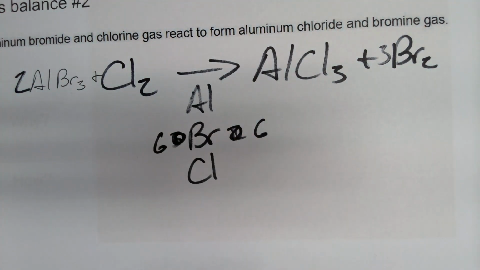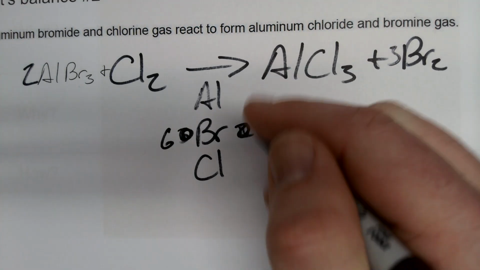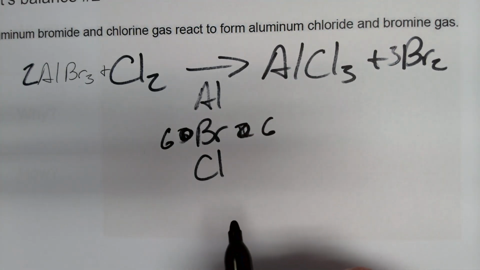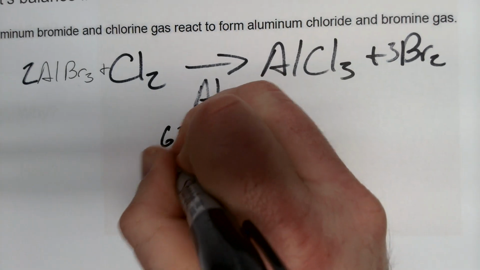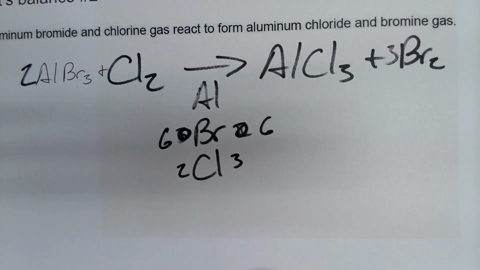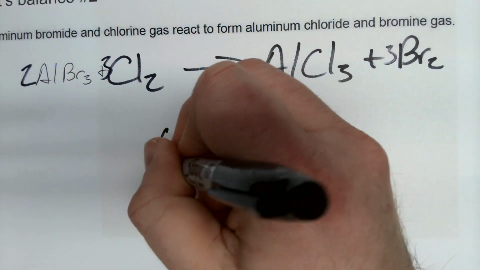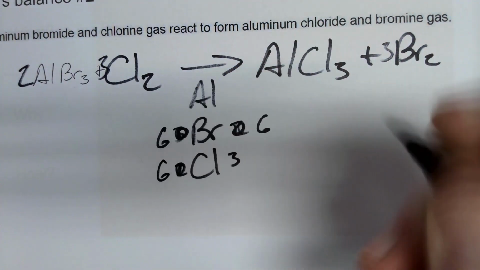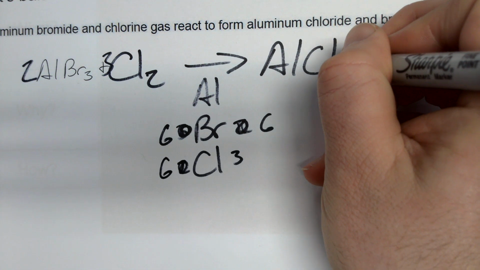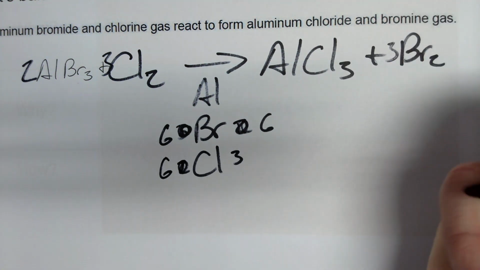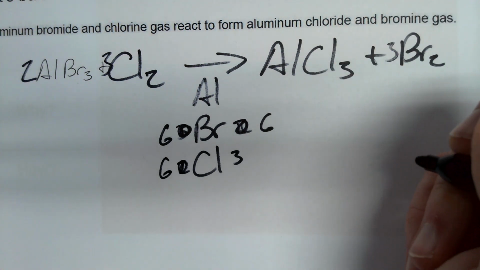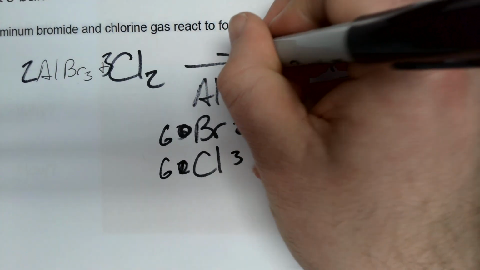Are my bromines balanced? Let's do chlorine next. I have 2 chlorines on one side, I have 3 chlorines on the other. I can do the exact same thing, right? I use a coefficient. So if I put a 3 here, 3 times 2 equals 6. How do I get 6 from 3? What am I going to do to the 3? Multiply by what? 2.